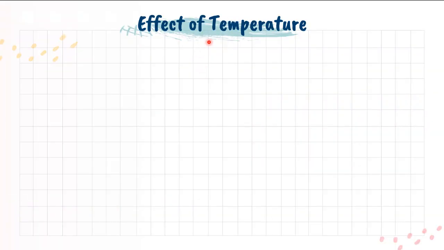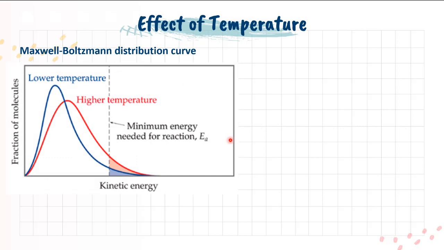All right, so let's look into more detail about the effect of temperature using the Maxwell-Boltzmann distribution curve. Here's the diagram to represent this. On the y-axis, you have the fraction of molecules. Sometimes it can be written as intensity, which refers to the number of molecules you have in the reaction, against the kinetic energy. In this diagram, you have two curves. The first curve in blue represents the reaction at low temperature. The red one refers to the reaction at high temperature.